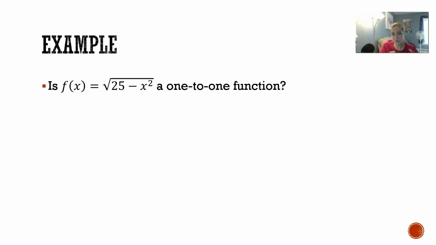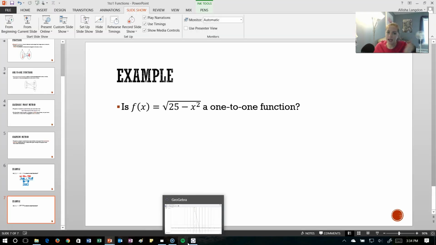So here's another function, and we're asked this question, is this a 1-to-1 function? Now, this function has a square root and it has an x squared. Generally speaking, when you have an even exponent, you're going to find that it is not 1-to-1. But we always want to graph it to double check and make sure that we're comprehending it correctly. So I'm going to graph this function and check, is this a 1-to-1 function?